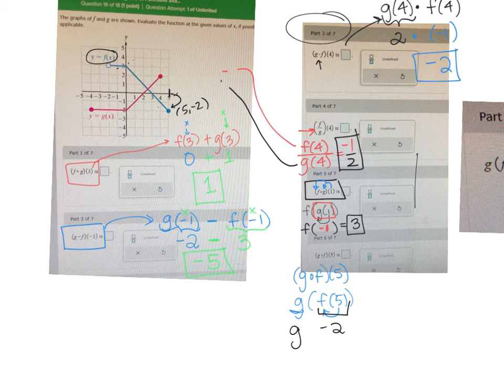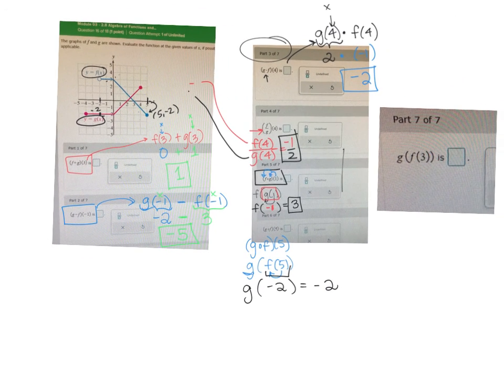So then we're going to take G of that new input. So G of -2, we're going to go to our G function. -2 puts us down at -2. So G of -2 equals -2.